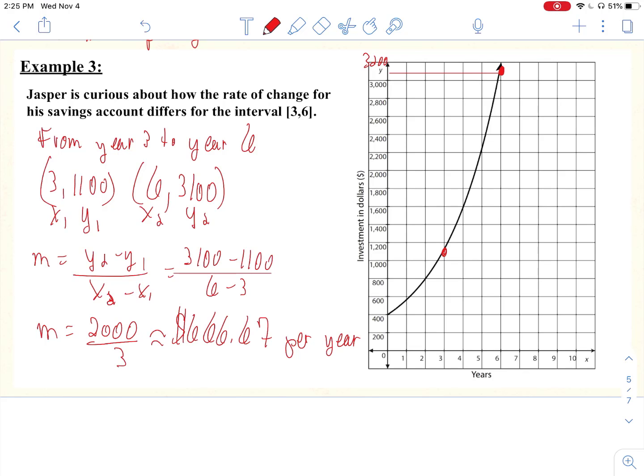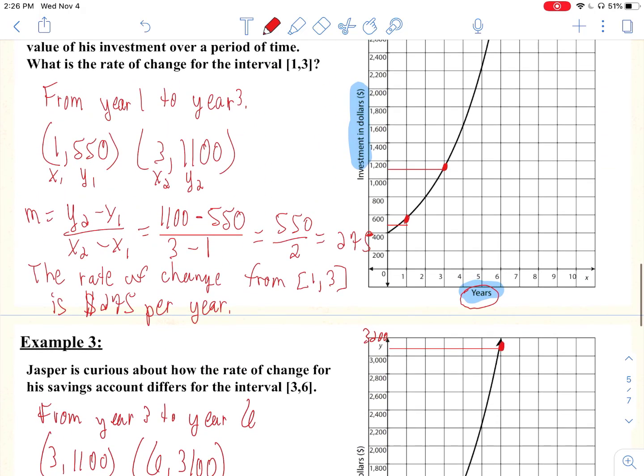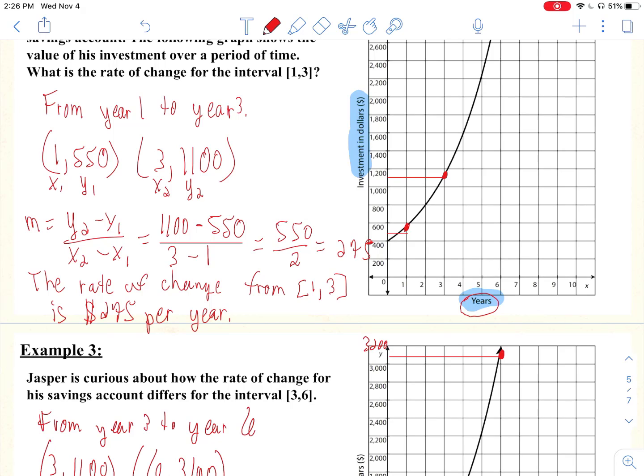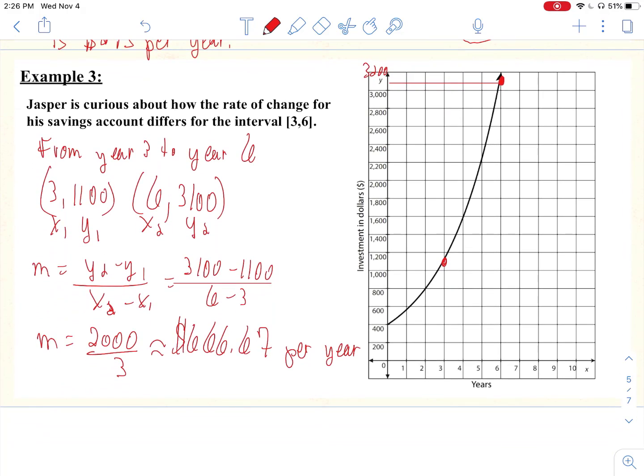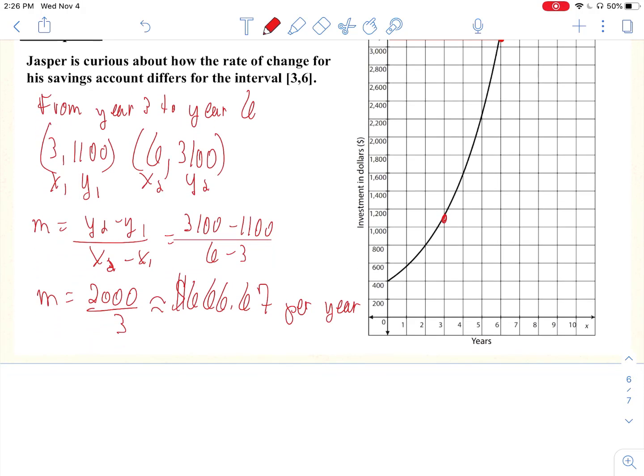Now, they do want us to compare the difference between our two rates of change for example 2 and example 3. Just by looking back at example 2, it says the rate of change from year 1 to year 3 is $275 per year. The rate of change for example 3, from year 3 to year 6, is approximately $666.67 per year. So from this, we can see that the rate of change is greater, meaning also that it's steeper when we're comparing the two.